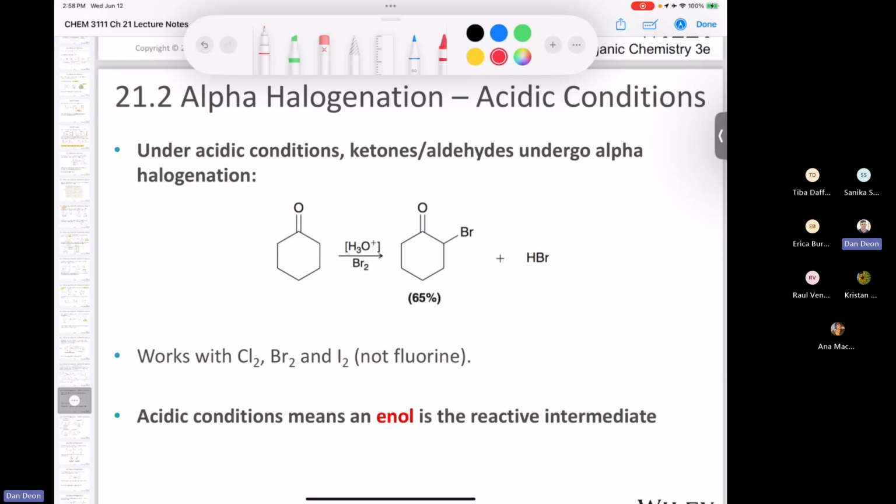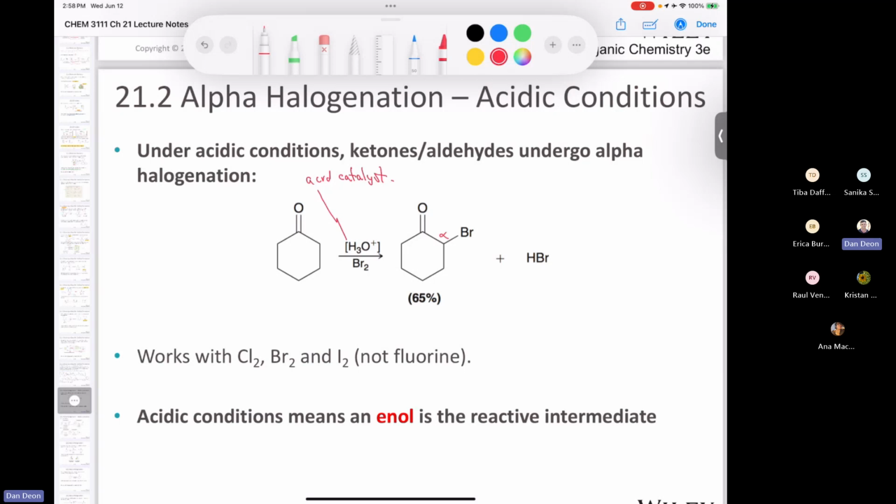So let me back up, and we're going to use this whole concept of enol and enolate in this portion, of course. All right, so it says here that under acidic conditions, ketones and aldehydes undergo alpha halogenation. So let's see what we have here. We've got a ketone, we've got an acid catalyst. How do I know it's a catalyst? It's because it's in square brackets. And then I have bromine. And then somehow magically I end up with a bromine at my alpha carbon, and I release some HBr.